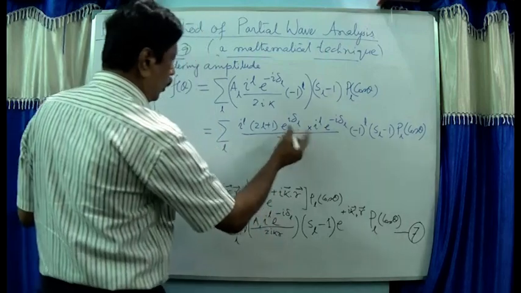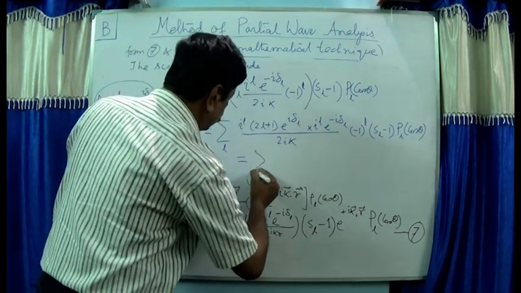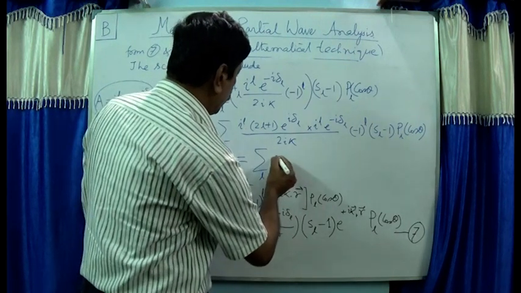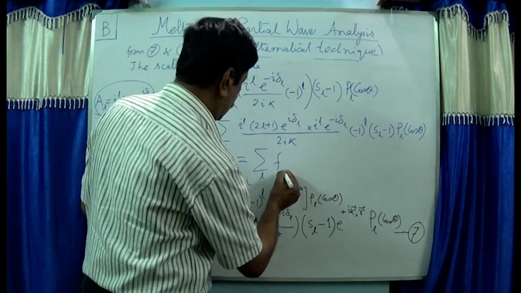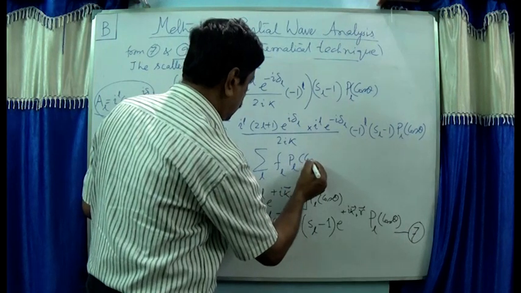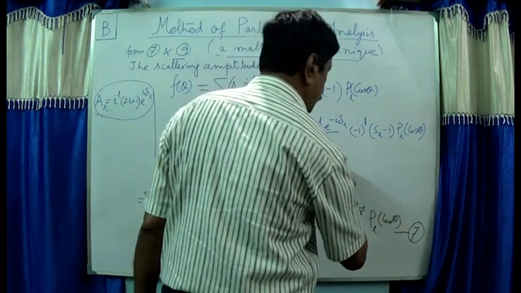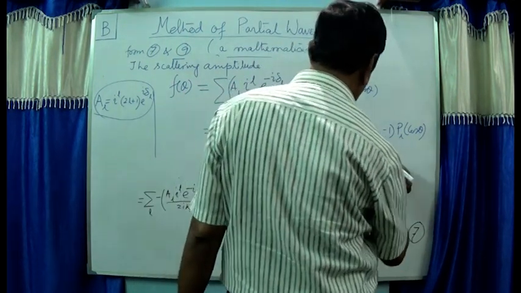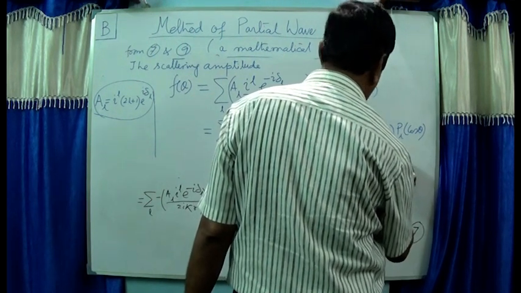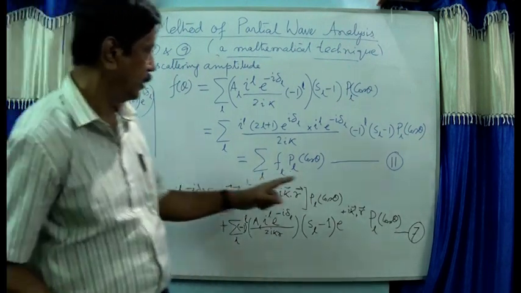Now looking into this expression, it reduces to sum over L, f_L, P_L cos theta, which is the most vital expression. Let it be expression number 11, because here was expression number 10, this is 11.